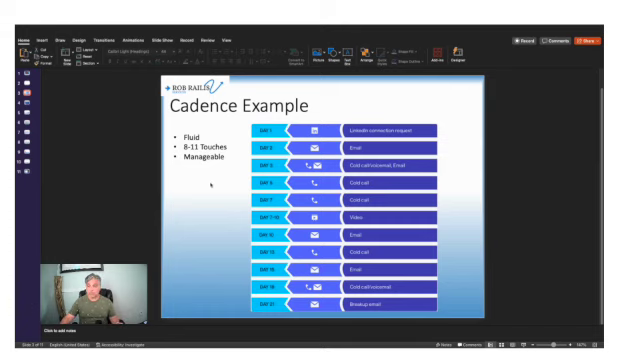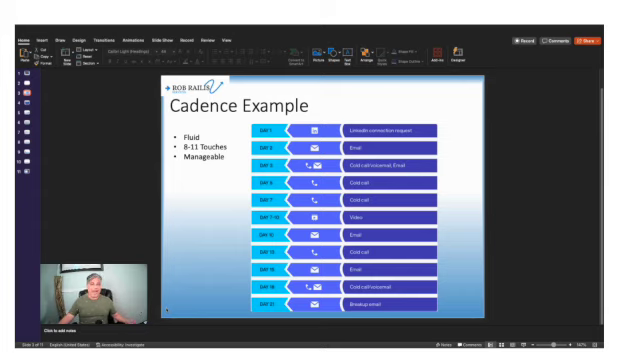So again, you want to make sure it is manageable. So we have here LinkedIn connection request, day one, then email, cold call, voicemail, email, cold call, cold call. So pretty standard all the way through. And then a breakup email on day 21. And a breakup email, we'll talk about it in a second.